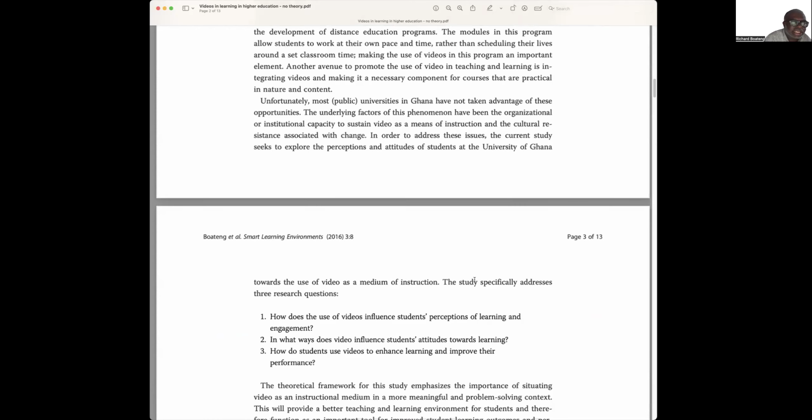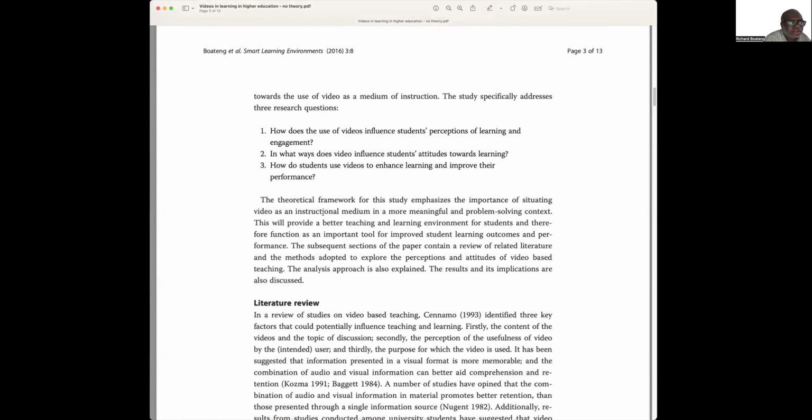So we had a question. The question guided us. Okay, so how does the use of videos influence perceptions and learning engagement? In what way does the video influence students' attitude toward learning? And lastly, how do students use videos to enhance learning and improve their performance? Simple. The theoretical framework for this study emphasizes the importance of situating video as an instructional medium. So we are using this as our theoretical framework, and we put the questions as our guide.